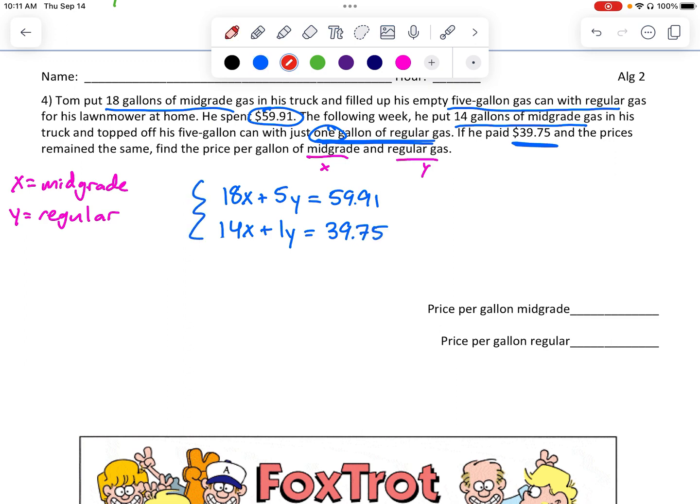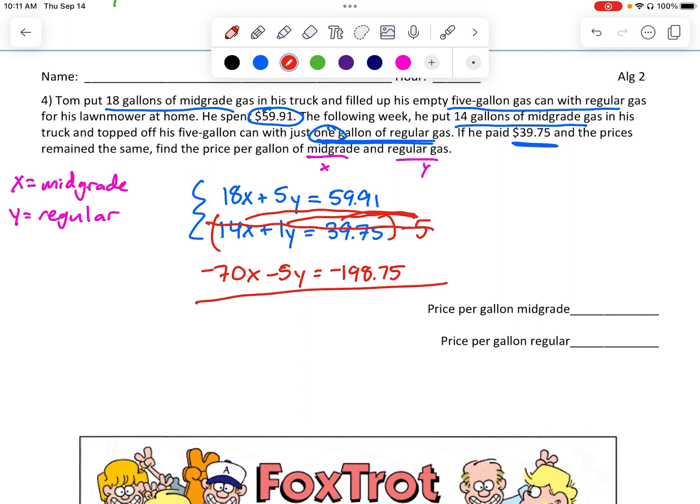So again, you can choose which way you want to solve it. I see no decimals, and I see an easy way to do elimination, so I'm going to choose that. So I would multiply all these by -5. So we get negative 70x minus 5y equals negative 198.75. And then we really don't need this equation anymore. So I'm adding this to the top one.